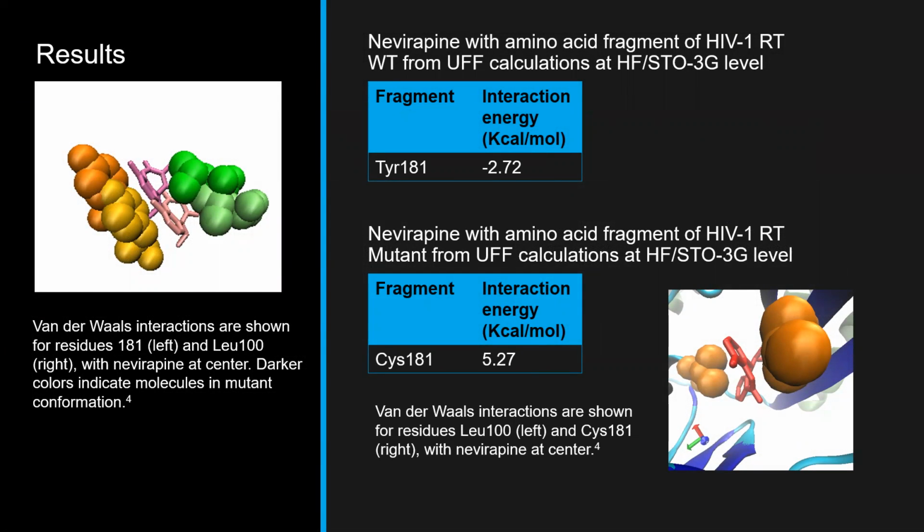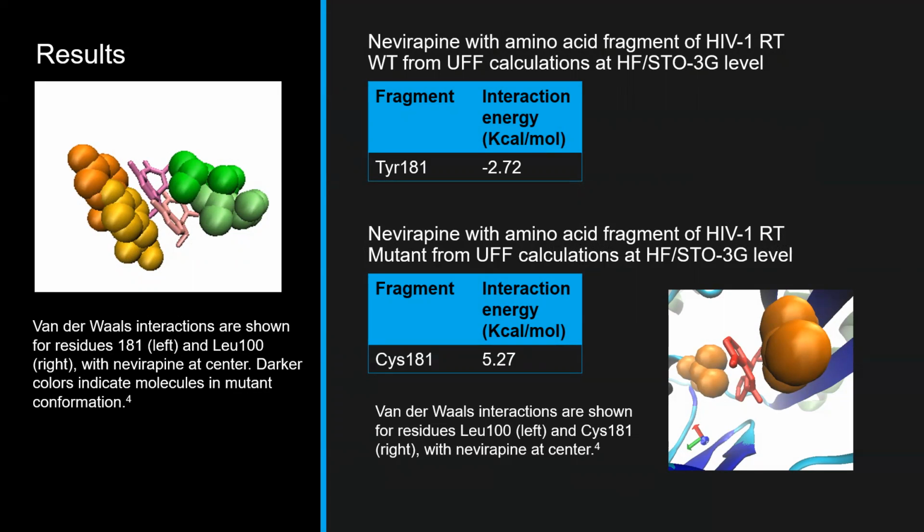So as you can see, the wild type results at the top and the mutant results at the bottom. The wild type drug enzyme interaction is energetically favored, while the mutant type drug enzyme interaction is energetically unfavored. And you can see to the left, overlaid over each other, 2 residues, and the nevirapine molecule in the wild and mutant types.